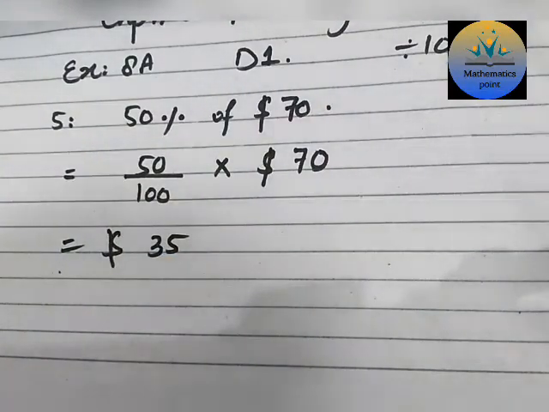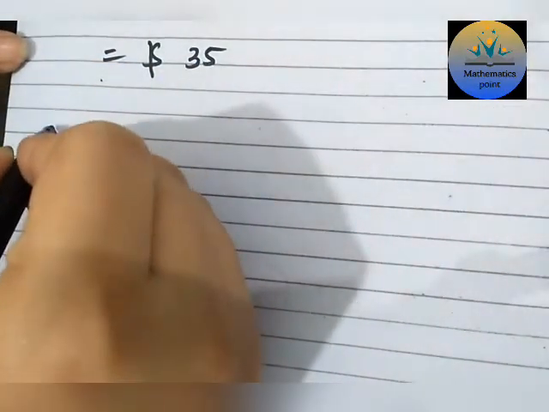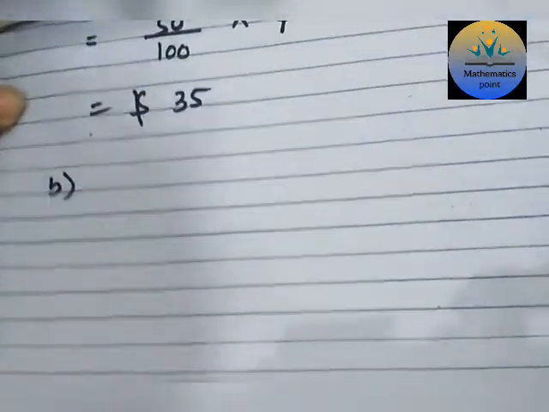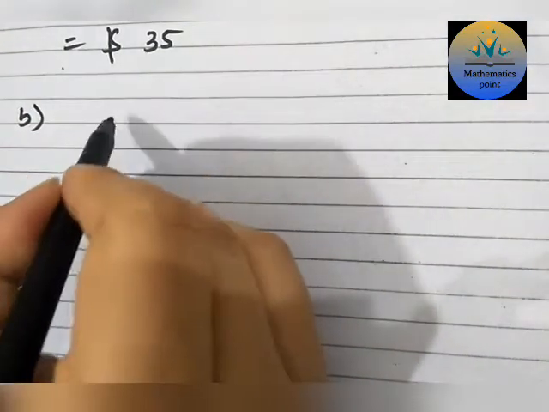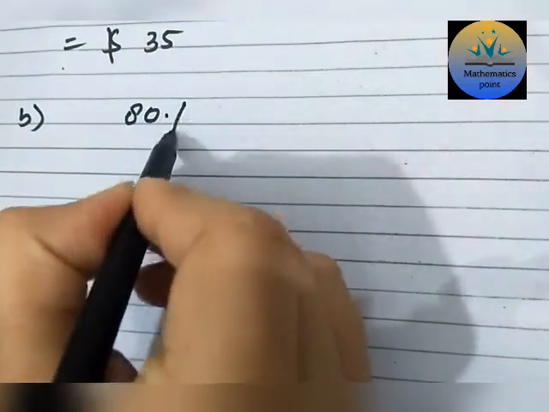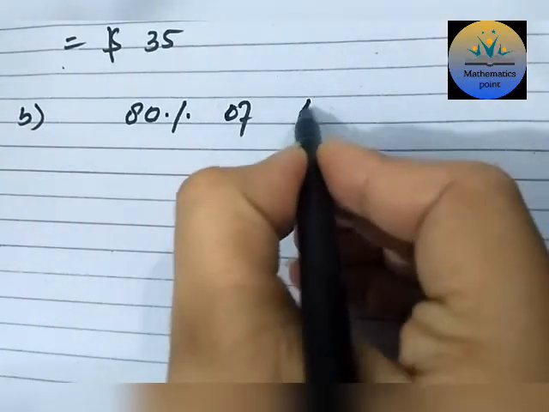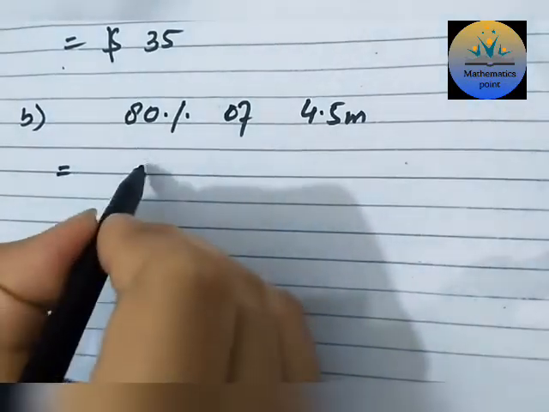Now the second part B of this question 5, 80% of 4.5 meter. The method will be the same. The quantities are different, but the method or the concept you will use will remain the same. Okay, we have 80%. 80% of what? 80% of 4.5 meter. Now again the process will be the same.